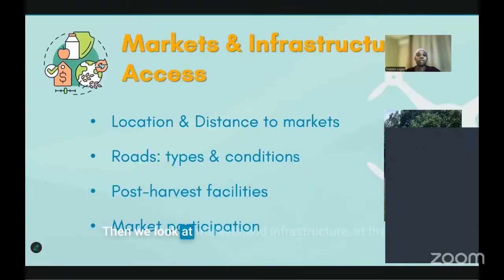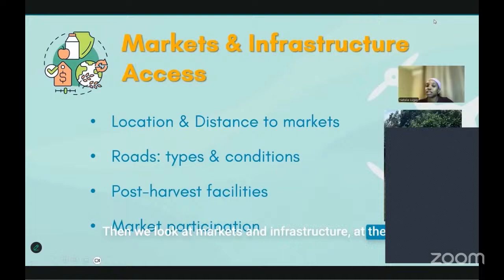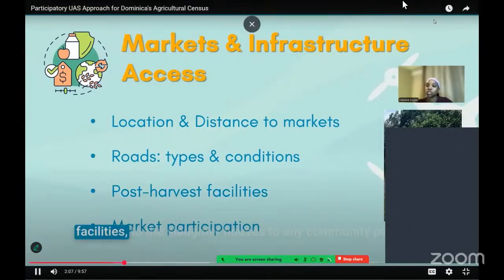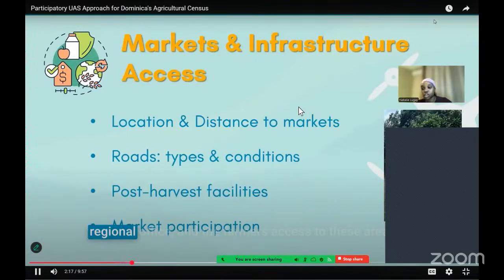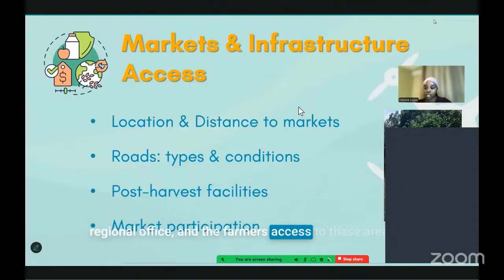Then we look at the markets and infrastructure, at the conditions of the roads, the distance of the farms to the market, the distance of the farm to the post-harvest facilities, to the slaughterhouses, to any community points. We also look at things like the police stations and services offered by the ministry, so the livestock office, the regional office, and the farmers' access to these areas.